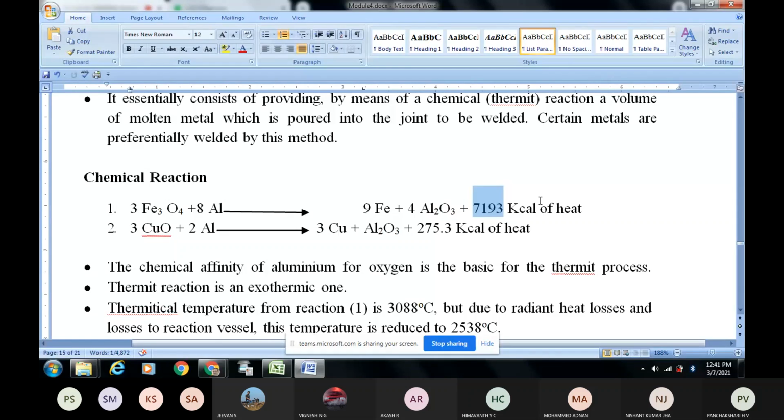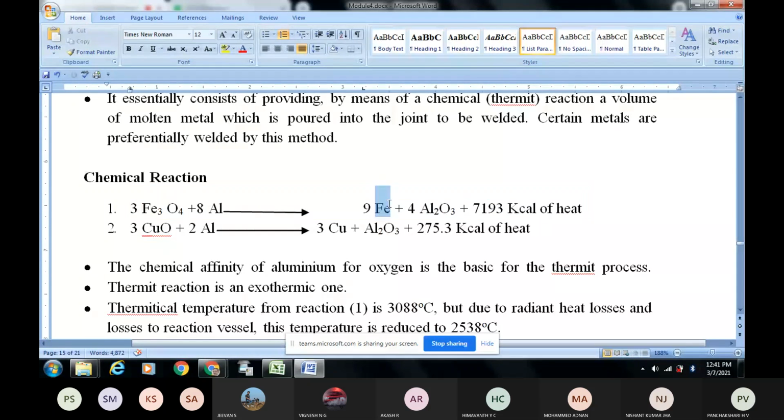Or one more reaction is also available, that is copper oxide combined with aluminum. Then the reaction takes place and it produces pure copper and aluminum oxide plus this much amount of exothermic energy. 275 kilocalories of heat is produced. So for welding of railway tracks and other things, we are going to use the first reaction, because obviously they are made of iron-based material.